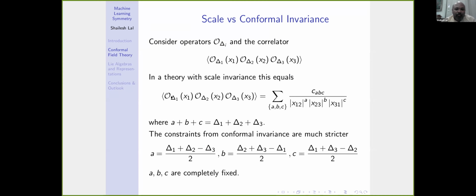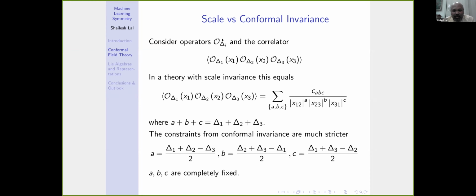So again, by way of setting the stage, what is the difference between scale and conformal invariance? Well, if you want to measure things about a theory, a natural thing to measure are the correlation functions. And it turns out that whether you have scale or conformal invariance, the 2-point functions are essentially the same. It doesn't really care. But at the level of 3-point functions, you start seeing differences.